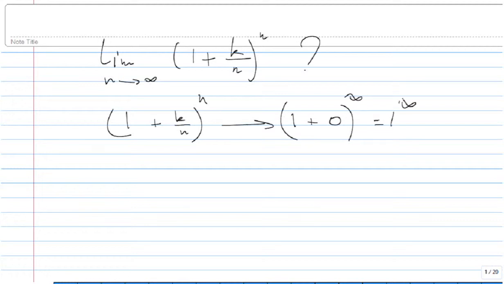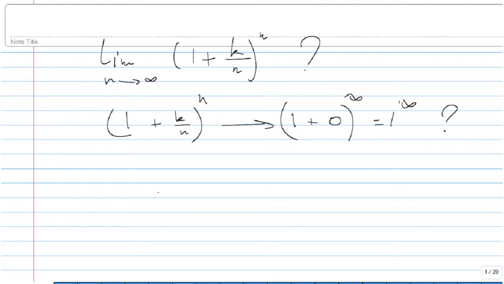But the problem is that 1 to the power infinity is an indeterminate form, and therefore we don't know what this is. So the problem here is still not clear. Don't say that 1 to the power infinity is 1. That's not true. This is one of the indeterminate forms. We don't know what it is.